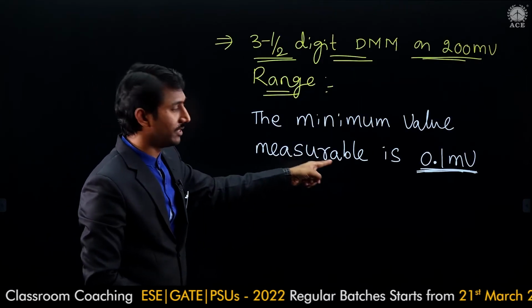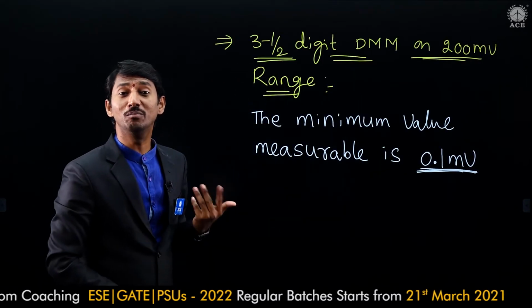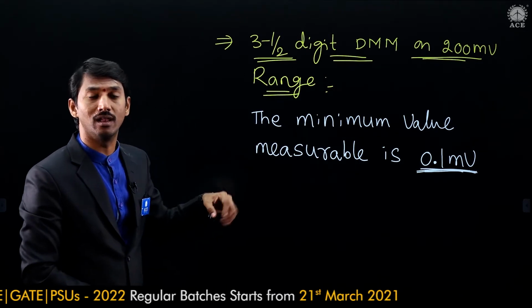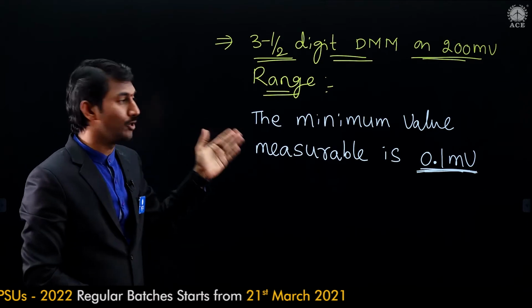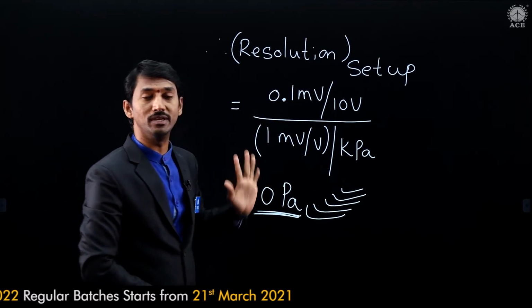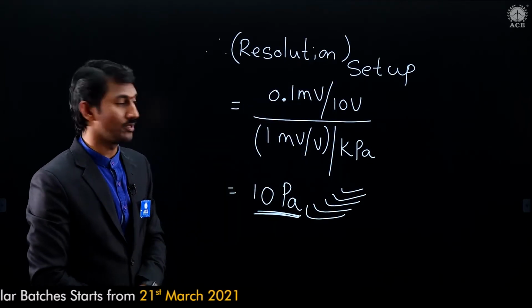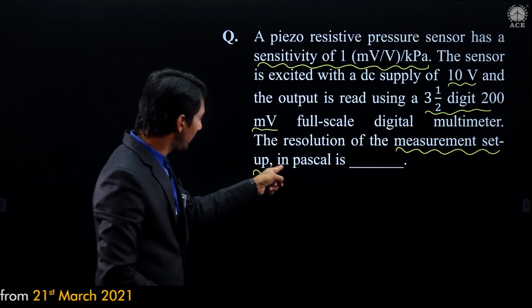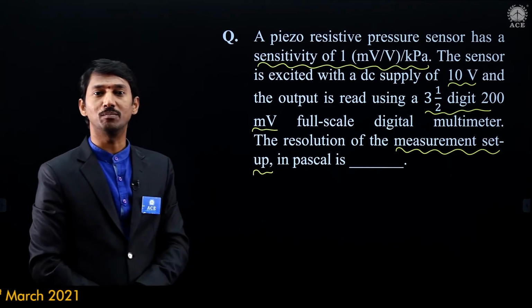But if you leave it here, what are you going to get? 0.1 millivolt only, in terms of volts, but not in terms of Pascal. So you need to understand that this step is to be taken. Therefore the answer is 10 Pascal for the given question. He is asking in Pascals only. So the answer is 10 Pascal.